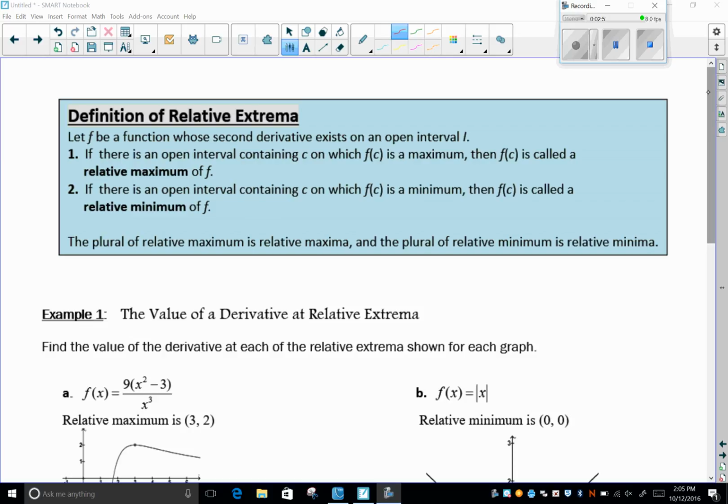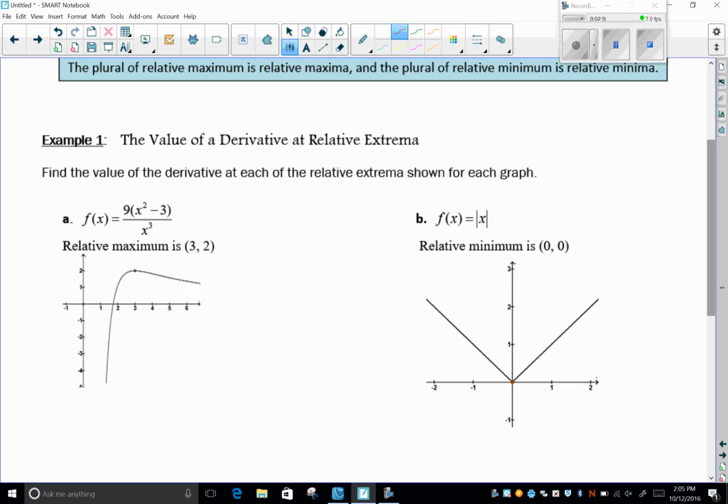Let's look at an example. All right, example 1a. It says to define the value of the derivative at each of the relative extrema shown for each graph. Now, this first one, example A, I want to find that value of the derivative by inspection. All right, so we have this point here at (3, 2), right? And the derivative we know is the slope of the tangent line.